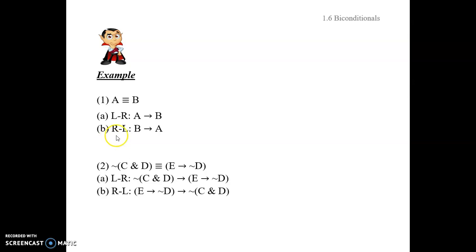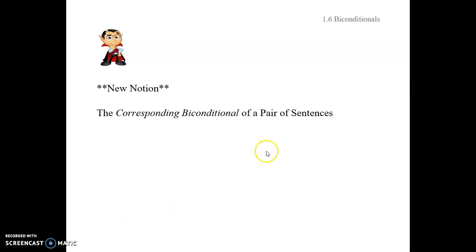Now notice I didn't ask you to evaluate whether these claims were true or false, because we don't know what A and B are standing for, or C, D, and E, so you don't have a way to evaluate that. But the assertion of this is that both of these conditionals are true. The assertion of this is that both of these conditionals are true. Okay, now, there's something really fun we can do with biconditionals, and it has to do with this notion of material equivalence, which I'm going to explain in the next video on 1.6, so 1.6b.